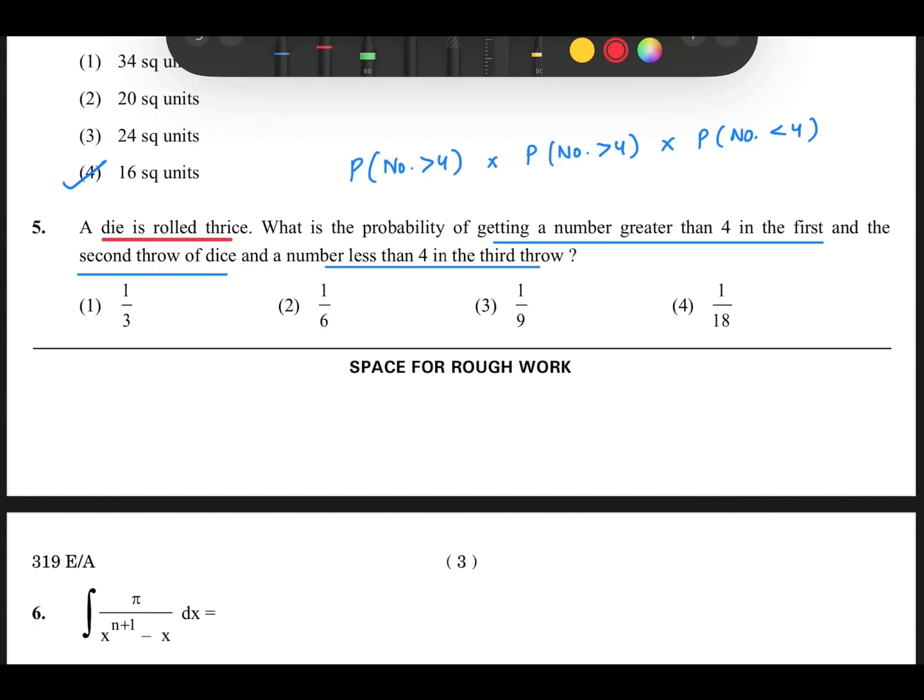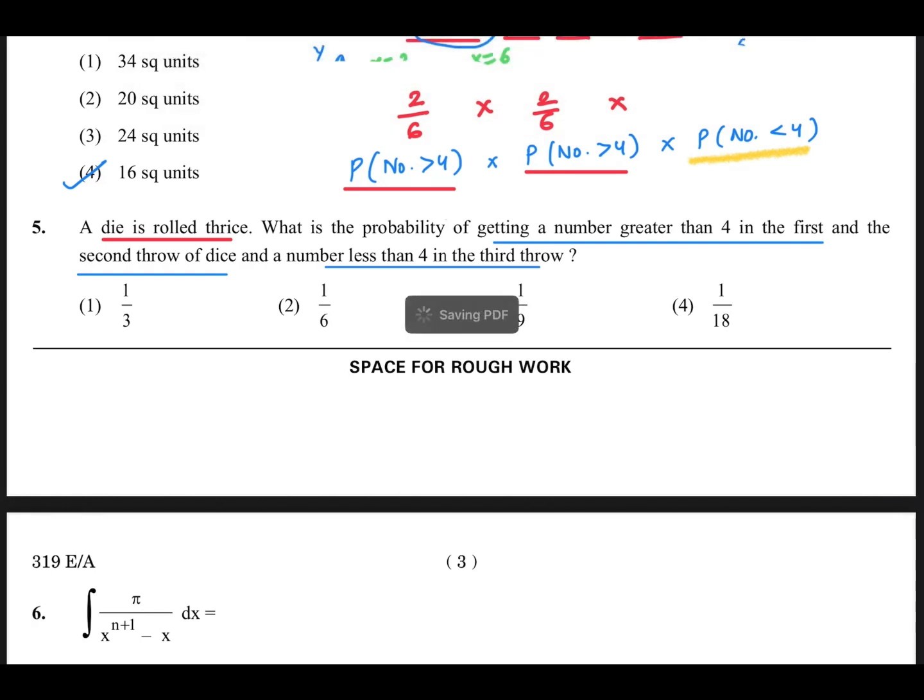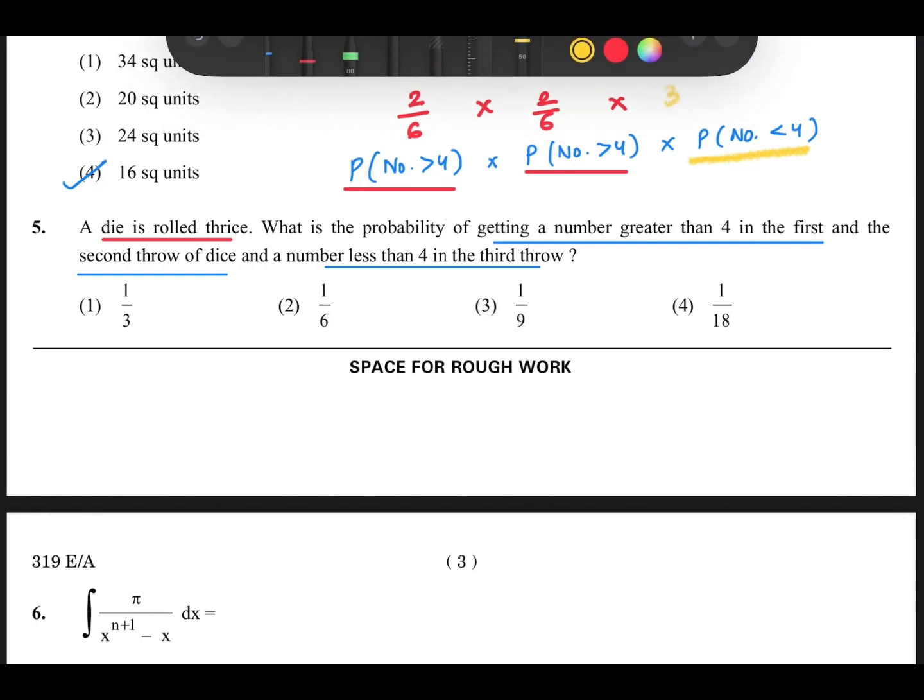So what is the probability of getting a number greater than 4? There are only two possible outcomes, right? Either 5 or 6. So the favorable outcomes are 2, total outcomes are 6. Again, what is the probability that you will get a number greater than 4? Again 2 by 6, right? So these two are 2 by 6. What is the probability that you get a number less than 4? So less than 4, you have 3 outcomes, 1, 2, and 3, right? So we have 3 outcomes out of 6. So that comes out to be 1 by 3 into 1 by 3 into 1 by 2, and that gives you the answer 1 by 18. Option number 4 is the correct answer for this question.